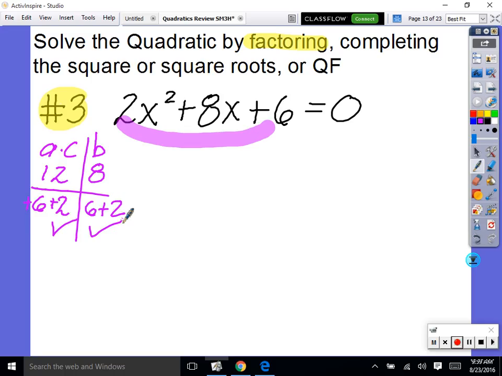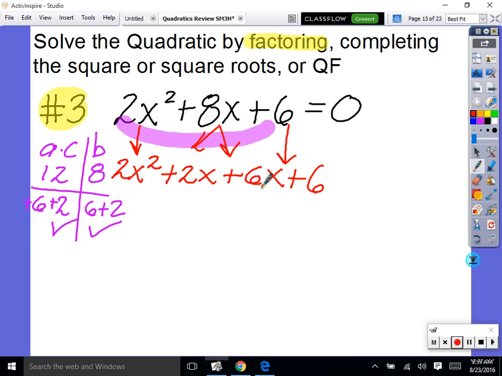Now we drop and break. We drop down our end terms exactly how they are. Sign and all. So we have 2x squared, we have a plus 6. You drop. Now we're going to break. We break down the middle term. We're rewriting 8x as 6x plus 2x. Does everybody understand how that's the same thing as 8x? Now, order doesn't matter. So we could say plus 2x plus 6x, and that's what I'm going to do, but it doesn't matter. We could have switched those.